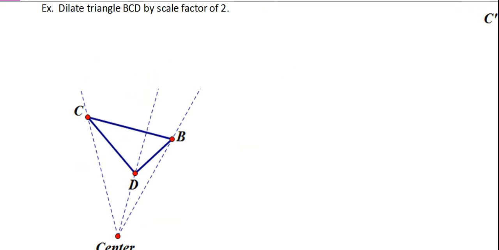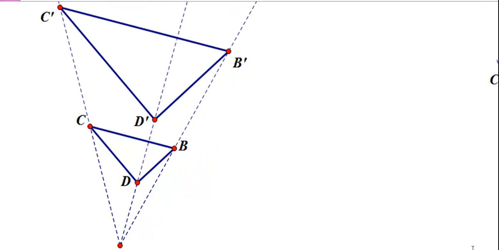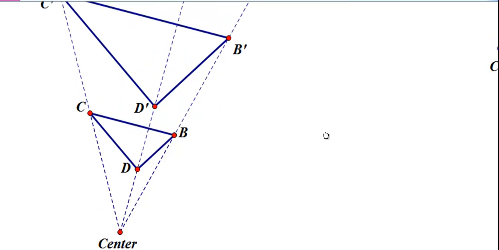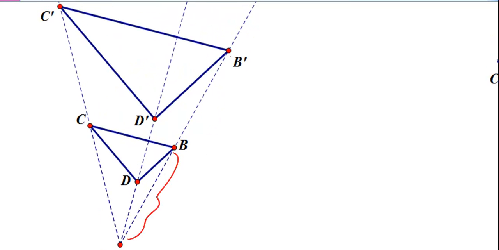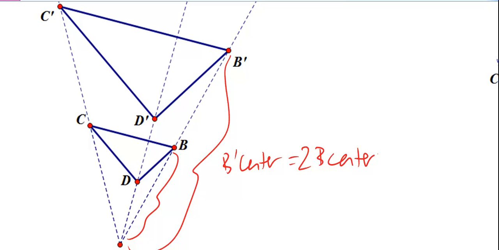In this second example, using the same pre-image, we're asked to dilate by a scale factor of 2 instead of 1/2. Again, we're going to draw our lines and extend them, but instead of measuring the distance from each point, like from B to the center, and then taking half, I want to make my new point B prime twice as far away. The distance from B prime to the center equals 2 times the distance from B to the center. The same would be true of C and C prime, and D prime.